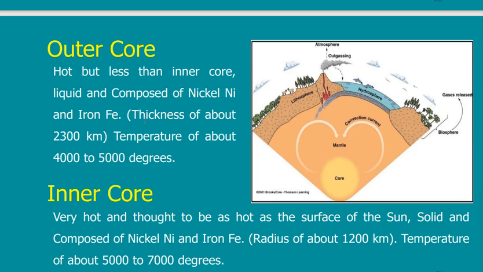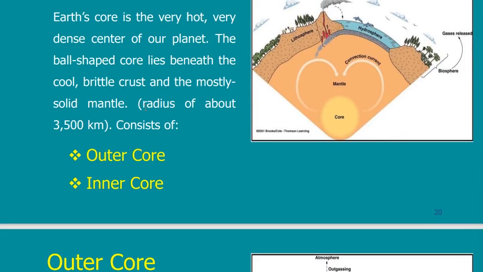The outer core is hot, very hot, but less than the inner core, of course. The temperature of the outer core is 4,000 to 5,000. The inner core is from 5,000 to 7,000, which is approximately the temperature of the sun. It is composed of nickel and iron. So the outer and the inner core are composed of nickel and iron, but one of them is solid and one of them is liquid.